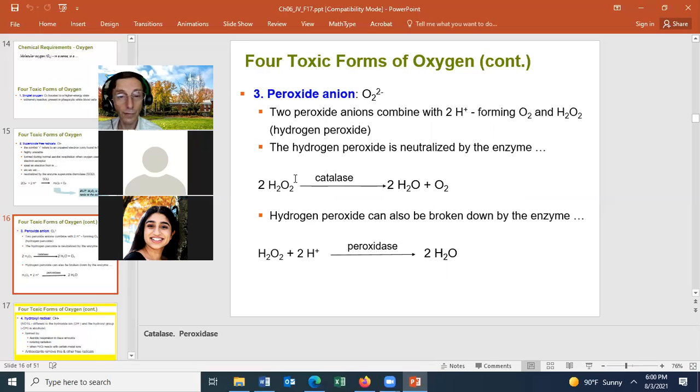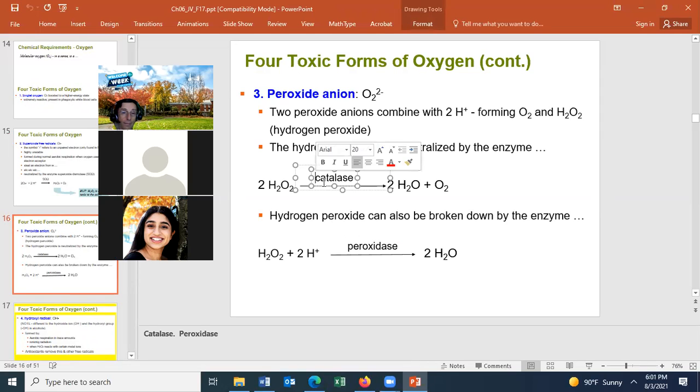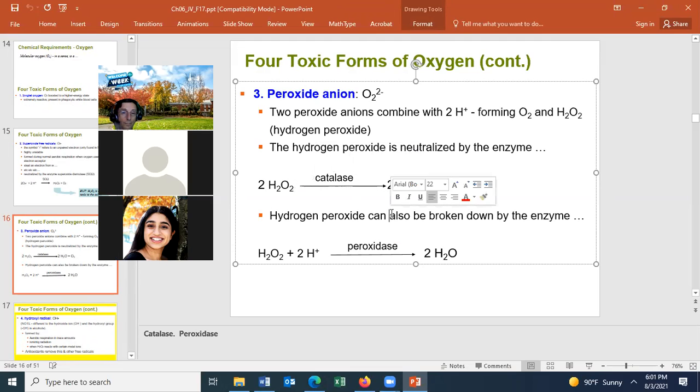Another way that some bacteria can remove hydrogen peroxide is to, in the presence of peroxidase, add 2 hydrogen atoms to the hydrogen peroxide to make 2 water molecules. We'll look at catalase later in the lab. Any question about any of that?